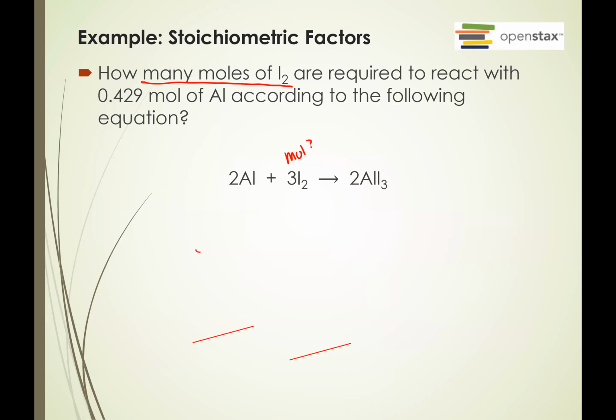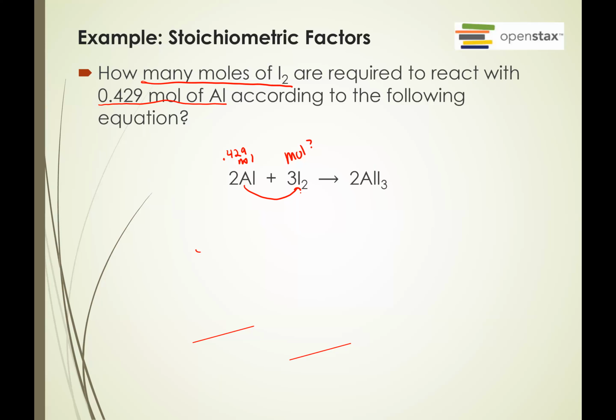Moles with a question mark of this. And then look at what are we given? 0.429 moles of aluminum. So what I mean by this is our roadmap is we have aluminum, but we want iodine. That means we need to convert from aluminum to iodine. This is what stoichiometry does. It converts from one thing to the other.